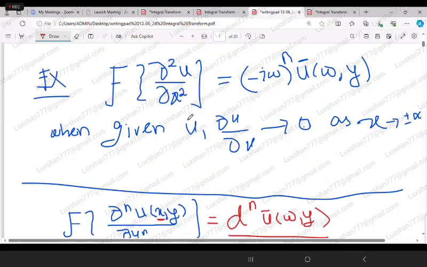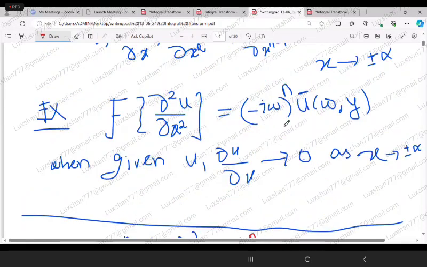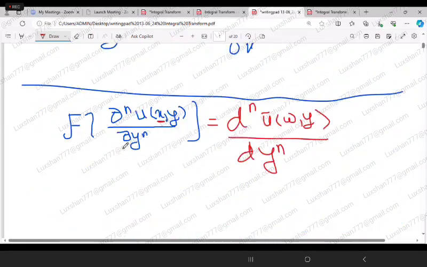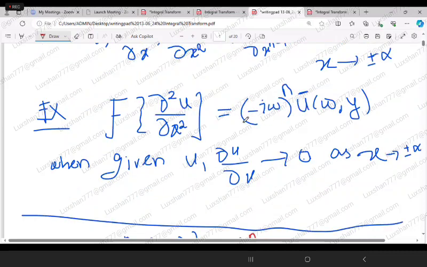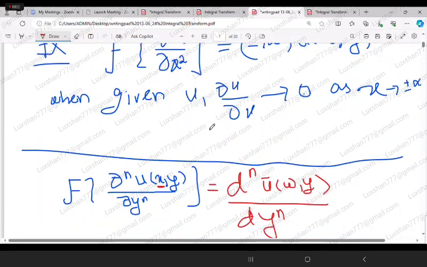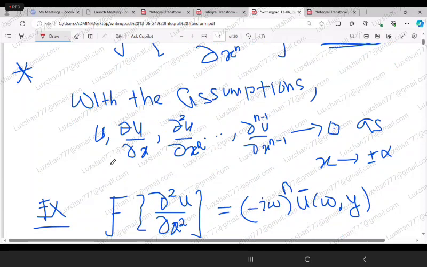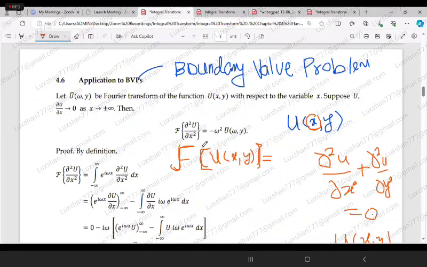Here actually we are having the Fourier transform with respect to the variable x. Then when you take the Fourier transform of the derivative of the function with respect to y, then this is the one. So you have to understand the difference. When we consider the Fourier transform with respect to x only, we get this one. So with this assumption only we can write this one. Otherwise, it is not possible.